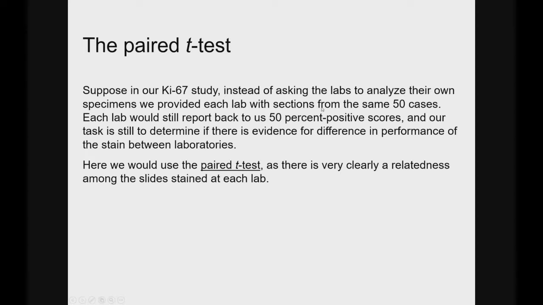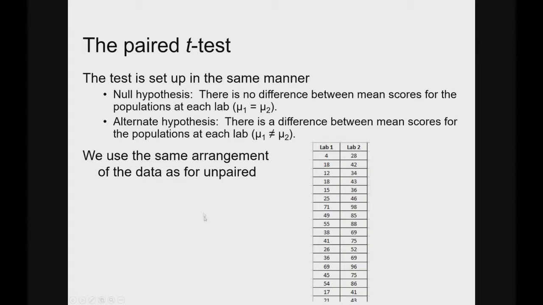So the paired test, and how would that look? Well, let's stick with our scenario of a P67 assay between 2 different labs, but rather than have them look at their own specimens, what we decided in this case, we are going to provide them with tissue sections. Okay, so from our own repository, we've pulled 50 cases. We've cut 2 sections from each one. We gave 1 set of 50 to lab 1 and 1 set of 50 to lab 2, and then had them do the same thing. They stained them, they scored them, they got the numbers back to us.